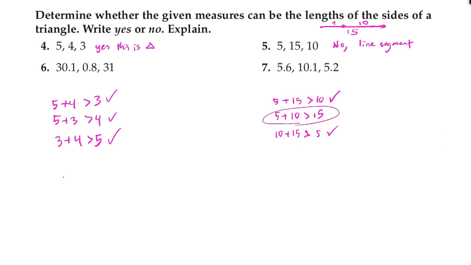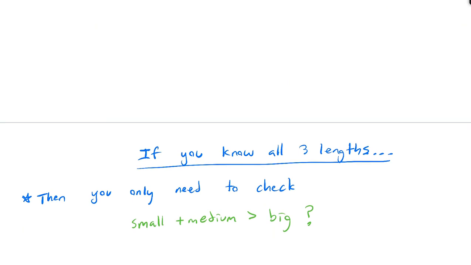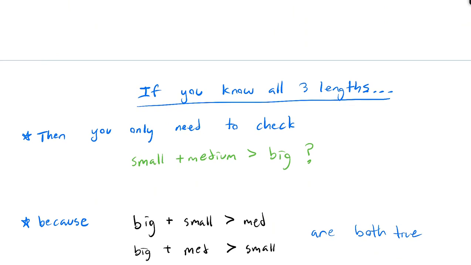Okay, so the next one. Maybe you're starting to see a pattern here, and this is what I mentioned just right below: if you know all three side lengths, you only really need to check one thing, right? You only need to see if the two smaller lengths are enough to cross the big river, because obviously big plus anything is bigger than medium, because big's bigger than medium.